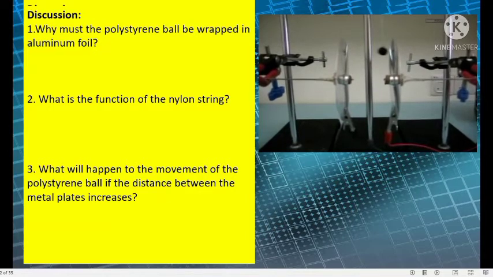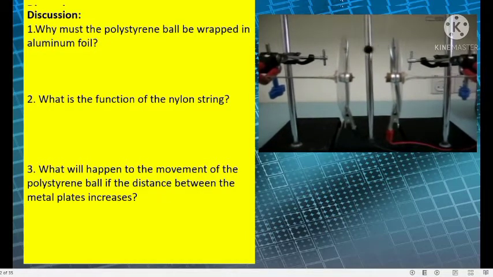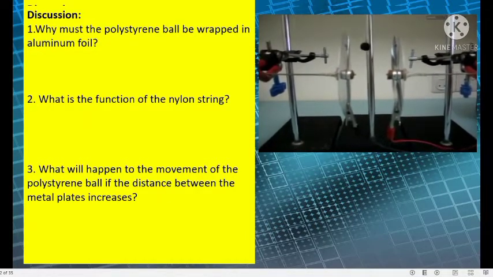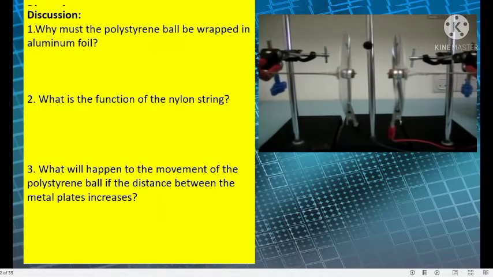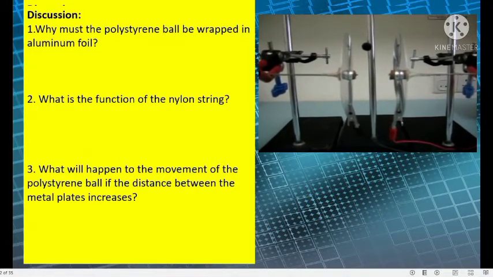So the movement or oscillation of the ping pong ball shows that there is an electric field between the two plates. Now we turn off the EHT power supply, so you can see the ping pong ball return to its original position and become at rest. Okay, let's discuss some questions regarding this activity.